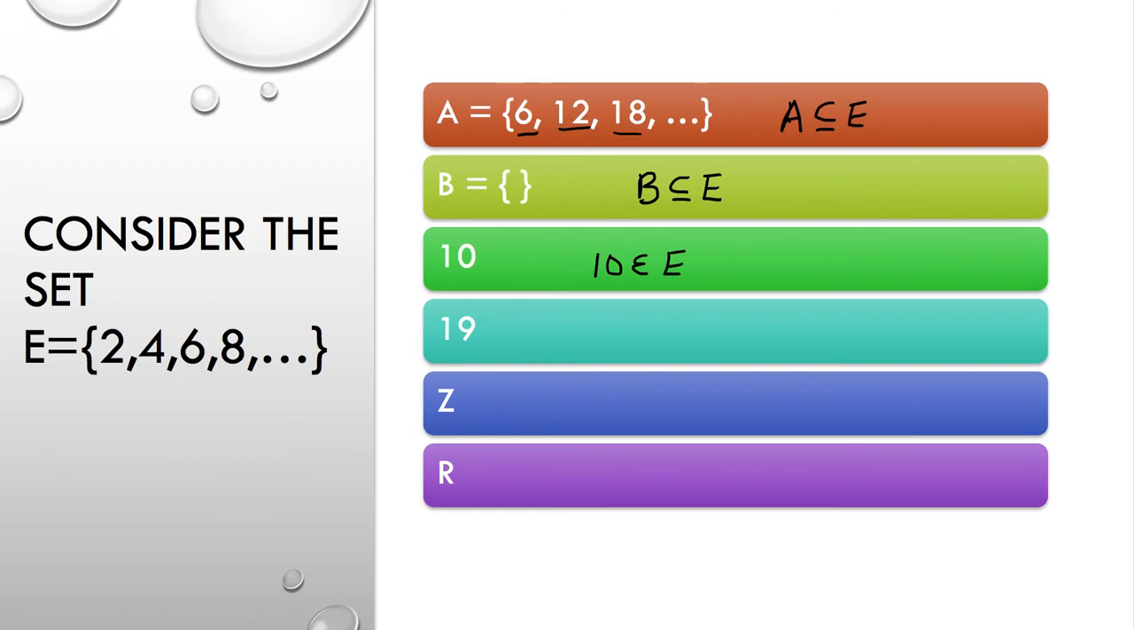What about 19? Again, no set brackets, so we're just looking at that one particular value and asking whether it's an element. So is 19 an element of set E? Is 19 an even number? And it's not. So 19 is not going to be in set E.